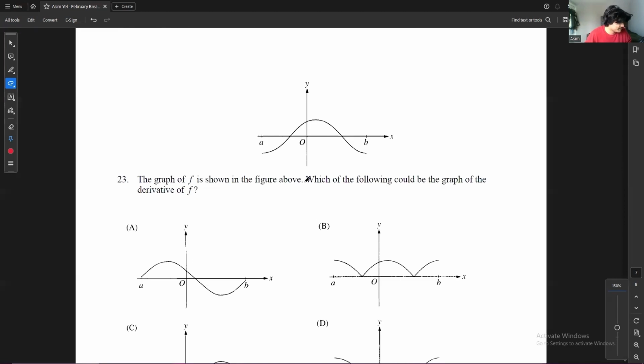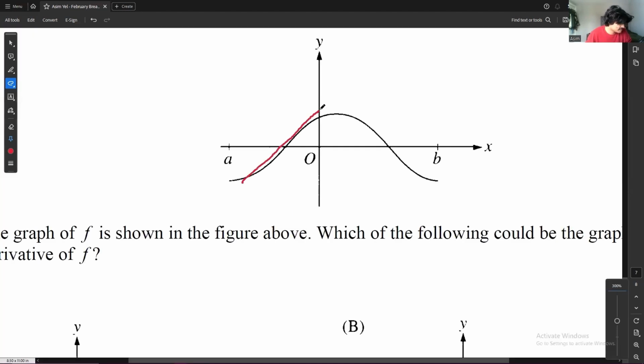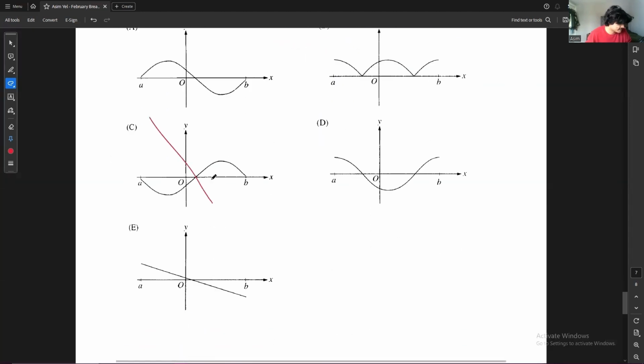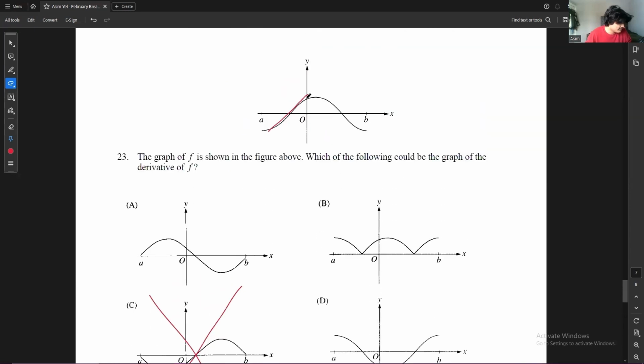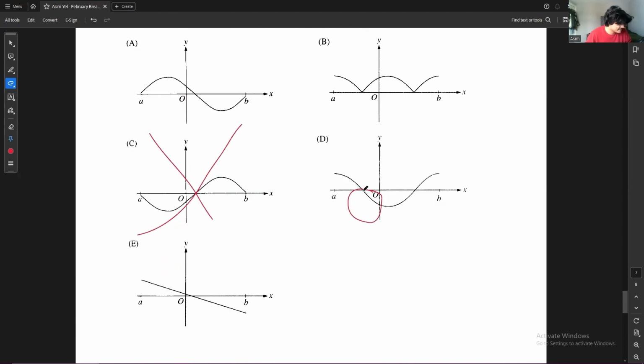The graph of f is shown in the figure. Which of the following could be the graph of the derivative of f? Since f is increasing over here in the first place, our derivative has to be positive, so just eliminate this. This could be the answer, but this is increasing all the way until over here. So this means it's increasing until this point, which is wrong.